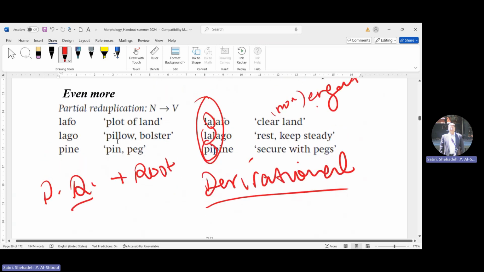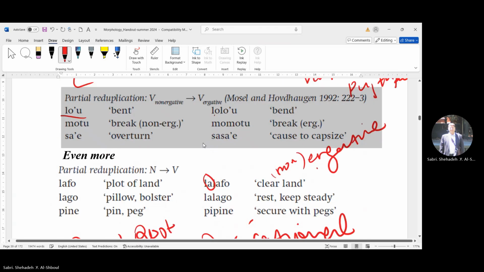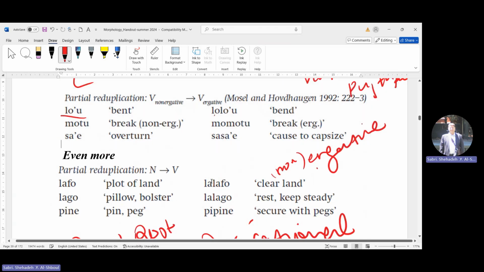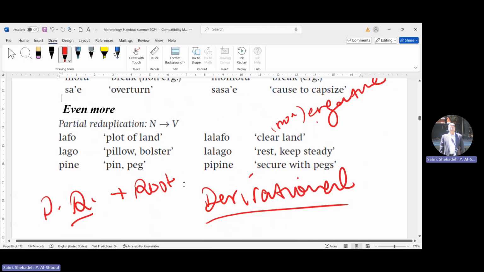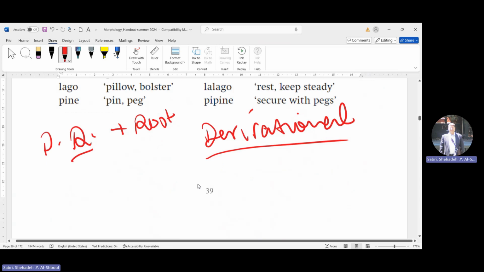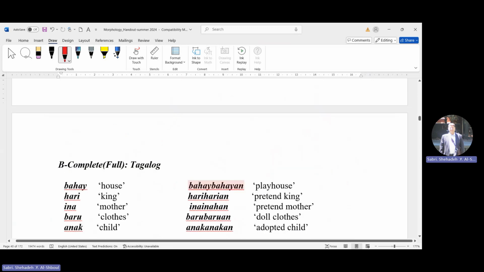Okay, so here we have lafu, plot of land; lalafu, clear land; lago, pillow, bolster; lalago, rest or keep steady; pine, pin or peg; pipine, skewer with pegs.